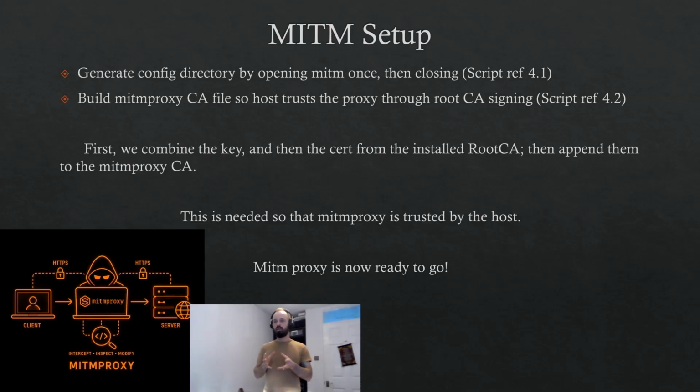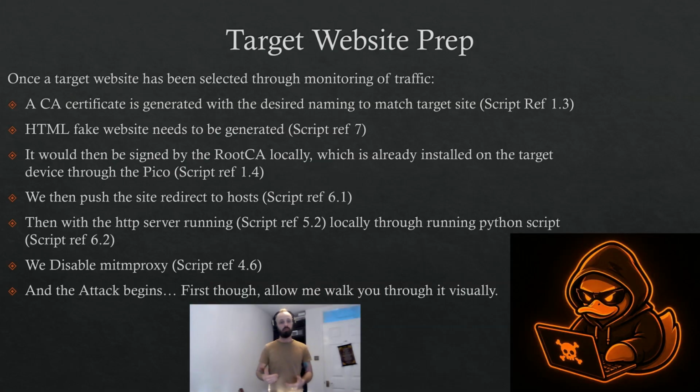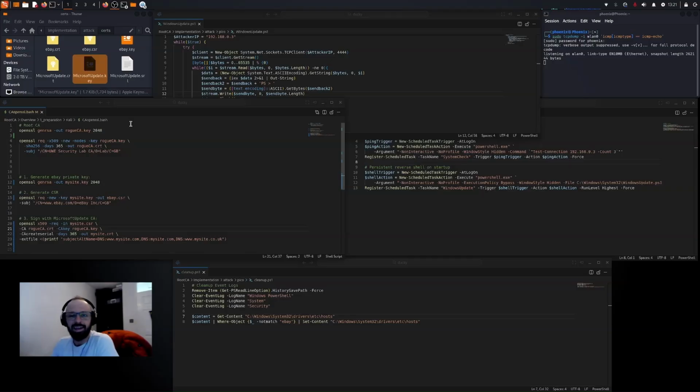Now, the key points to highlight here are the MITM setup. It did require a bit of signing with the root CA that we'll install onto their device with the Pico, and then append that to MITM proxy so that the proxy interception was trusted by the host computer. There was also a website that needed to be set up as well. We're going to be using a root CA to re-navigate a user to a fake website.